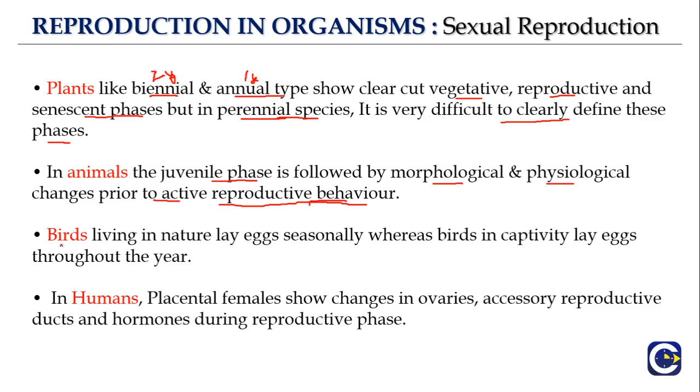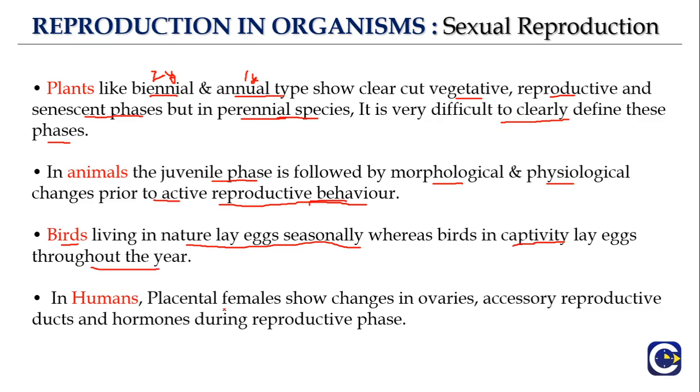Okay, then next, first we talked about plants, then animals, now we talk about birds. Birds living in nature lay eggs seasonally. Some will lay eggs in winter, some will lay eggs in summer. Whereas the birds in captivity, captivity being basically the birds that are used for commercial purposes and are put in cages, etc., lay eggs throughout the year.